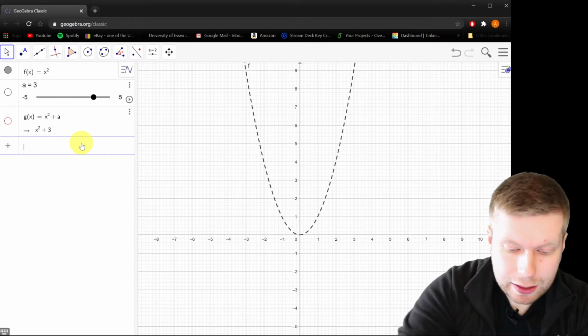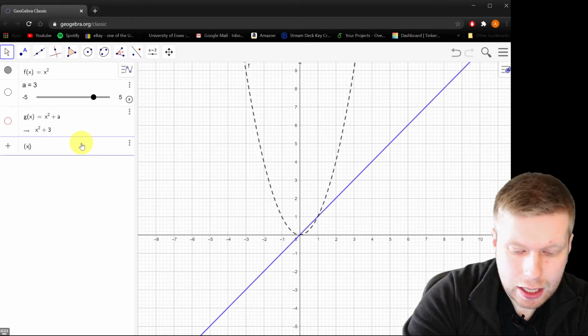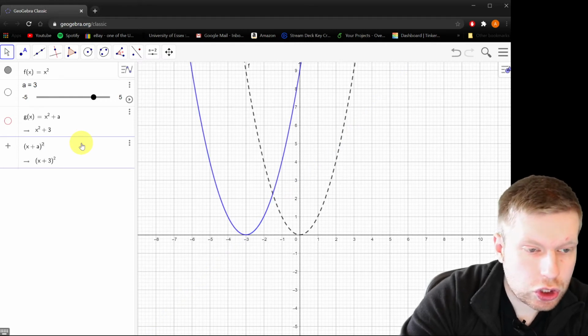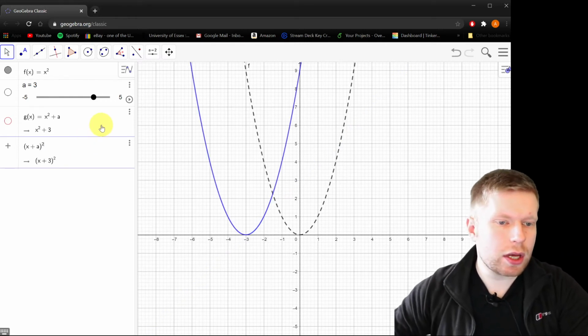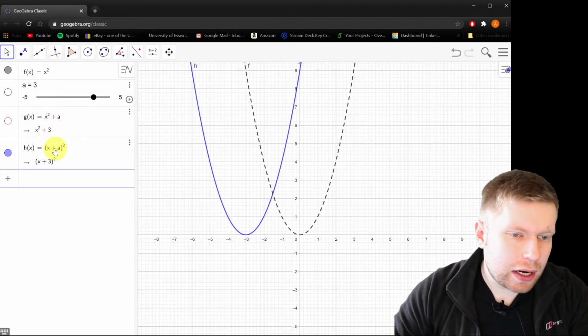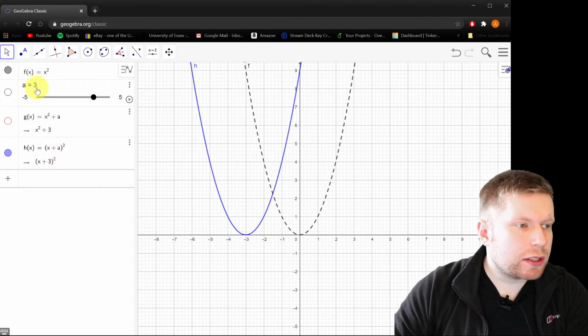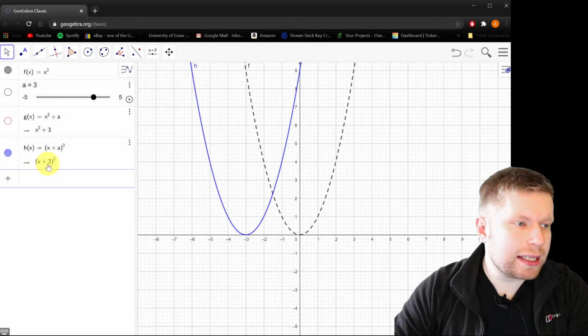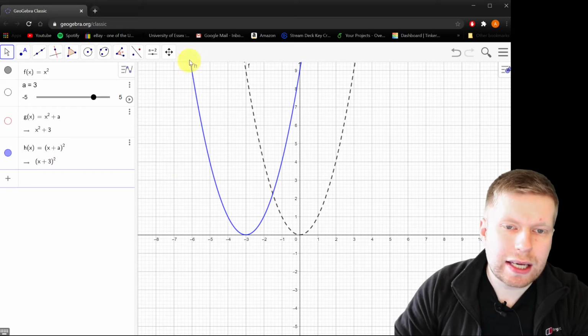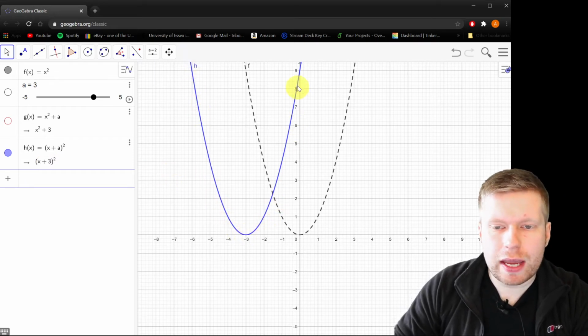So I'm going to again take the value which I want, which is x. I'm going to add or subtract the value of a, okay? And then I'm going to square it, okay? So at the moment, the value of a, this one here, is 3 because I've got it set to 3 at the start here. So I'm basically looking at the graph y equals x plus 3 all squared. And that's the graph which appears over here in blue.